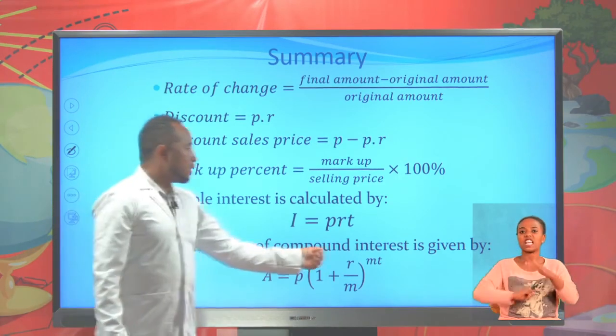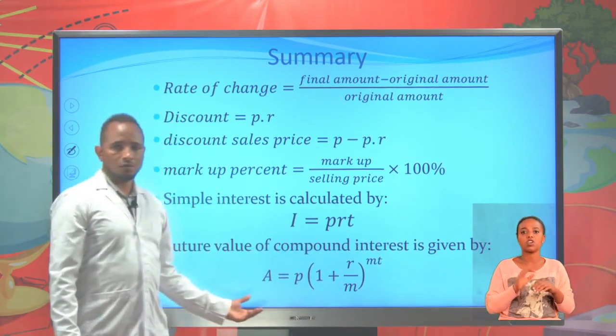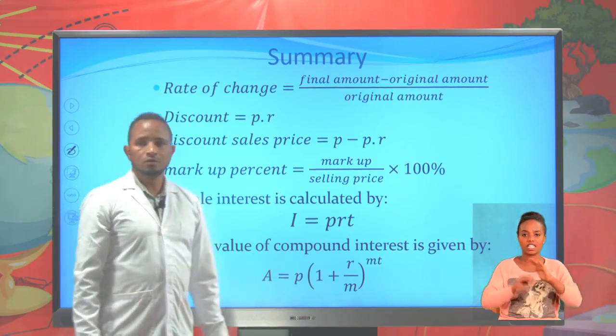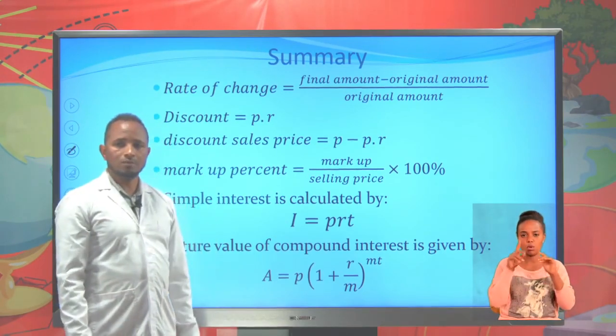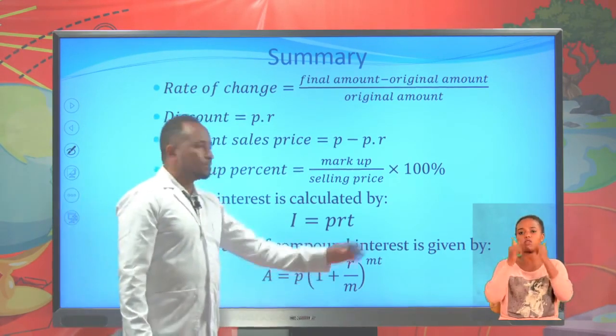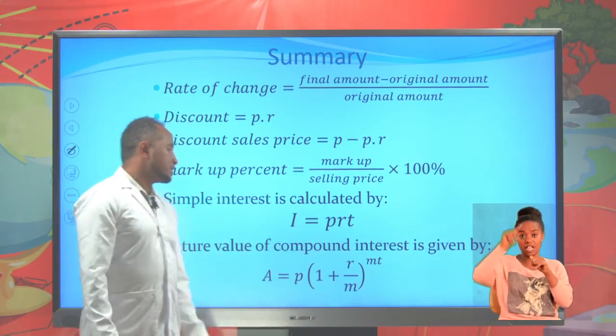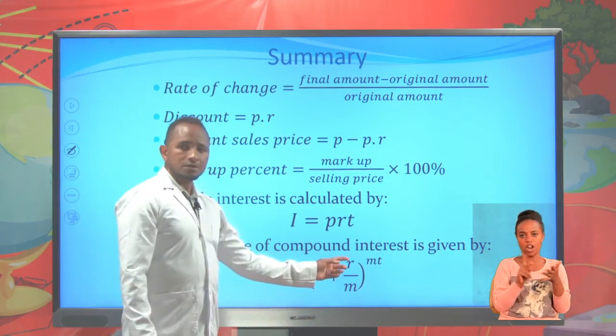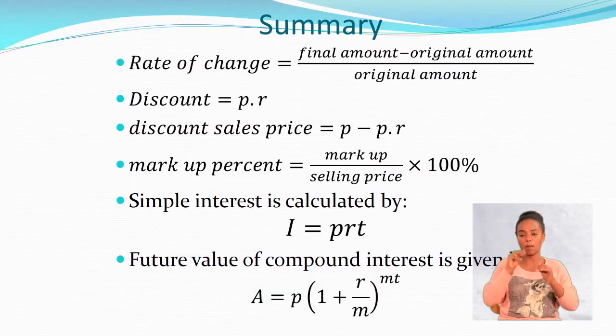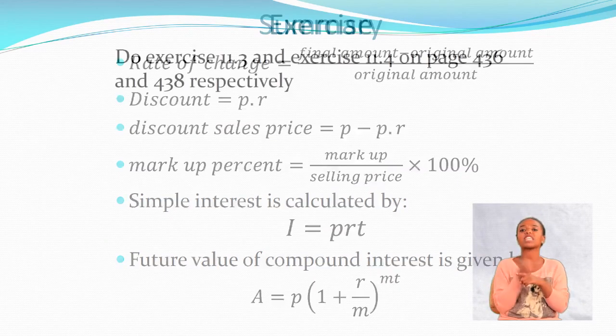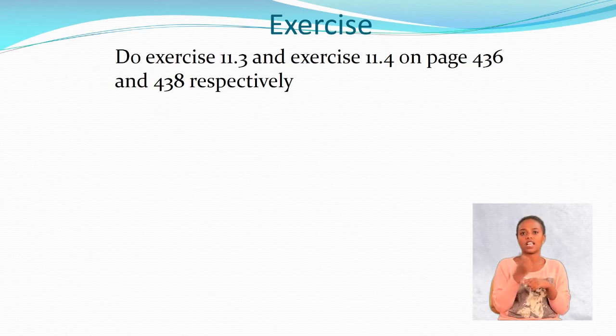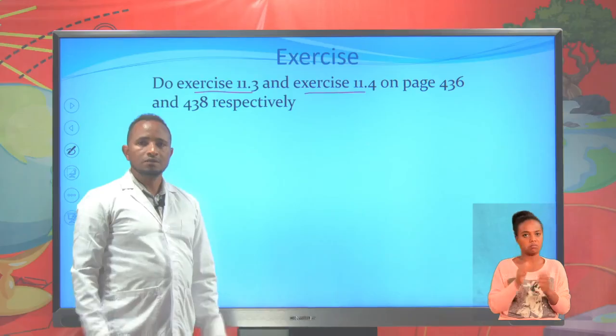Future value of a compound interest is given by this formula. Amount is equal to the principal into 1 plus R over M, the power of MT, where P is the principal, R is the interest rate, M is the conversion period, and T is time. So I'll give you an exercise, exercise 11.3 and exercise 11.4 on pages 436 and 438 respectively.